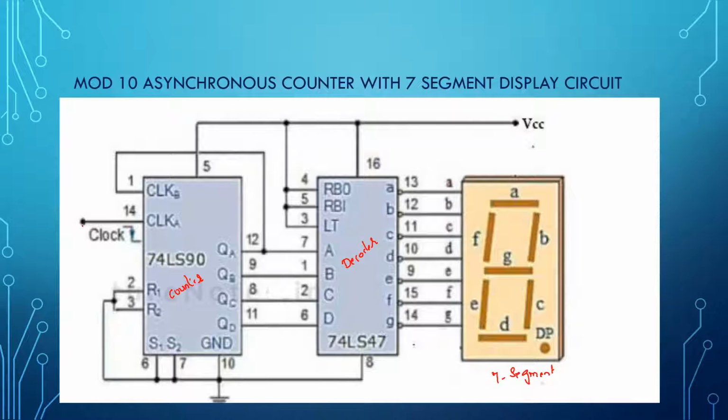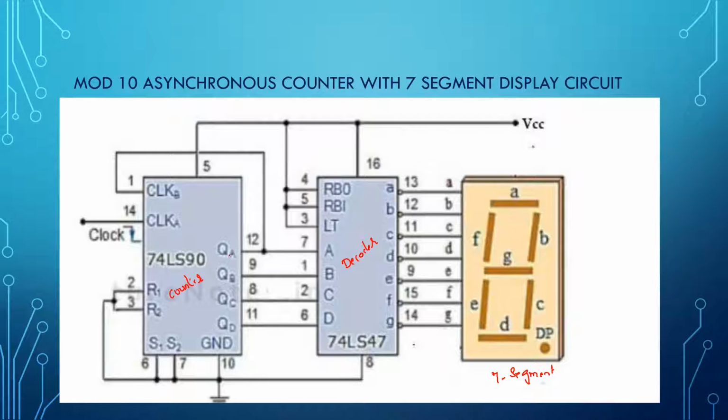Connections are done as such. You can see the clock input being provided here, to pin number 14. This is the clock input which will actually make your counter count the sequences. Other than that, the connections are done as per the design here. This design part we are not going into here. So you need to remember the connections for the mod 10 counter.